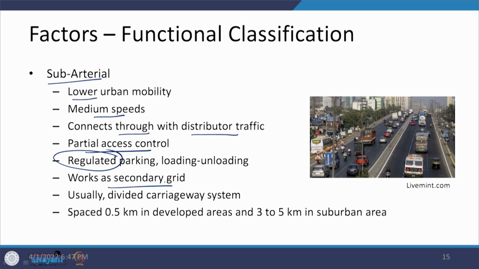They work as a secondary grid. Usually again they are expected to be divided carriageway systems, as shown here, but there is a lot of activity and traffic on these roads, which was not there on an arterial road. The reason is that it is getting traffic from the adjoining areas on this side, and traffic is getting into it and going out of this system also. The spacings are going to be less: 0.5 kilometers in developed areas, and in suburban areas 3 to 5 kilometers. That means whatever grid we created of the arterial roads, within that we are going to have another grid for connectivity.